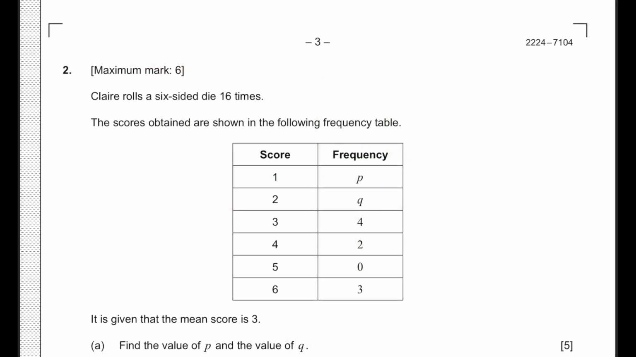Then let's look at example number 2. Claire rolls a 6-sided die 16 times, and the scores obtained are shown in the following frequency table. So this is a statistics question.